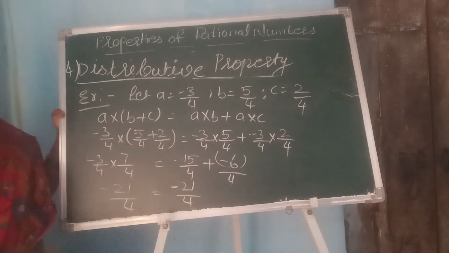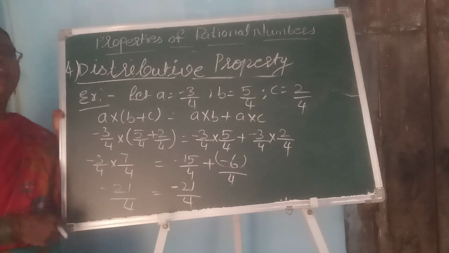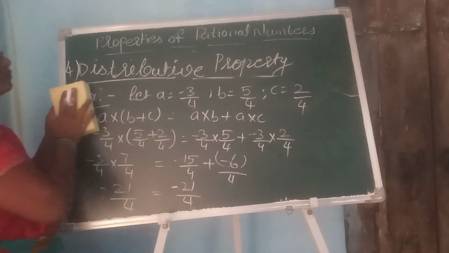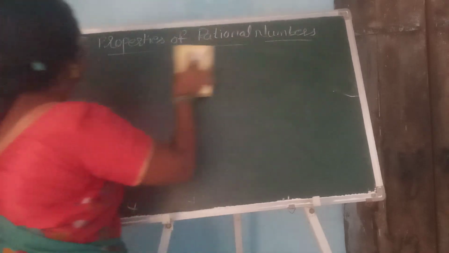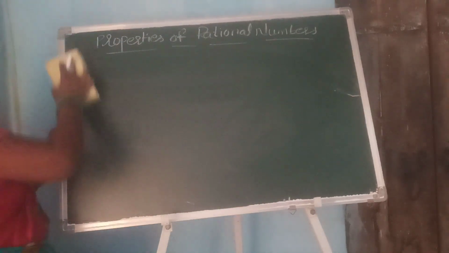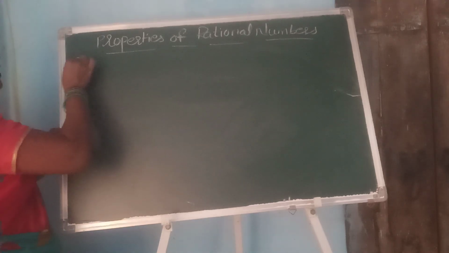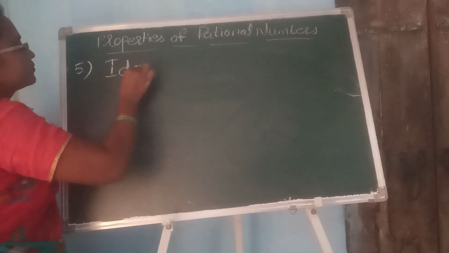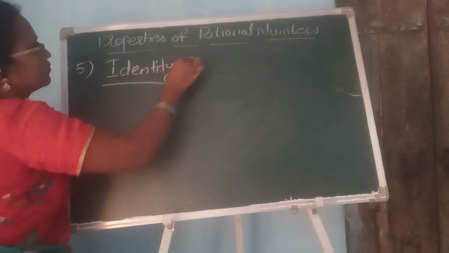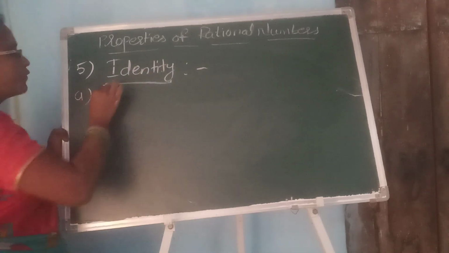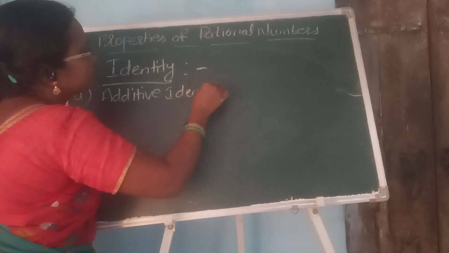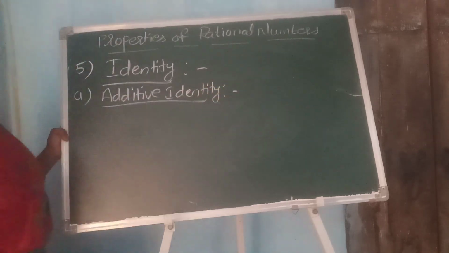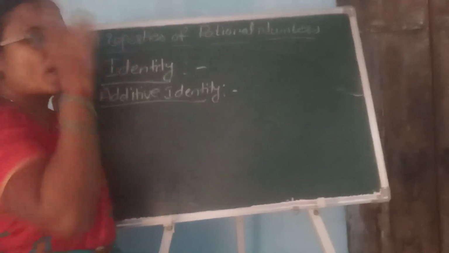So students, I think you understood the properties up to now clearly. Now we are going to see two other properties. What are those? We'll observe here now. Now it is the identity. In this, first one is the additive identity. Here we see only one rational number.